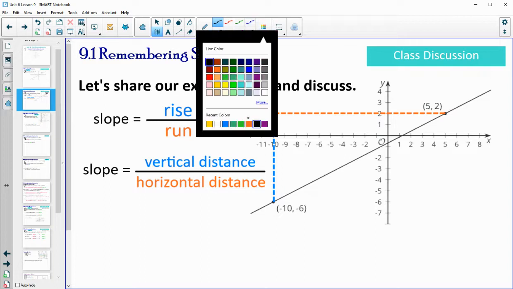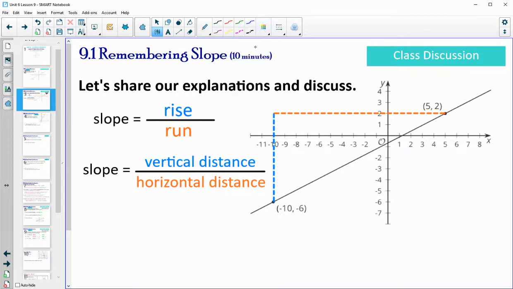And you can connect this back to what we've been doing with circles and parabolas. The horizontal distance, remember, is where we subtract these x coordinates to figure out how wide this is. So we can go 5 minus the -10, and 5 minus a -10 is like 5 plus 10, and that would give us 15 for our run. So on the bottom, getting 15.